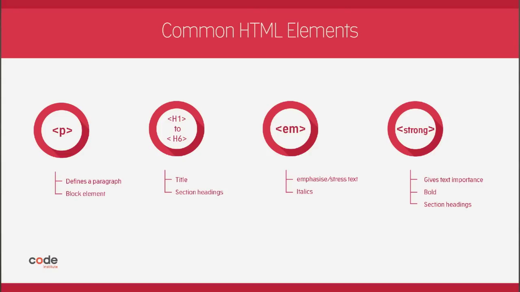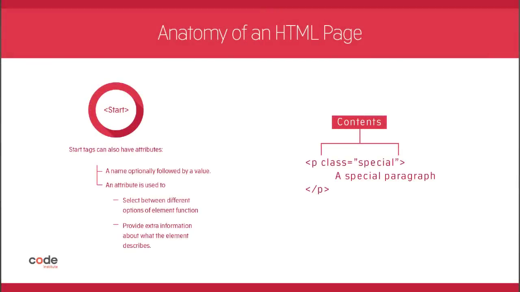Element start tags can also have attributes. An attribute is composed of the attribute name, optionally followed by a value. Now, an attribute is used to select between different options of an element function or to provide extra information about what that element does. We'll see later how CSS targets these attributes in order to style the elements. Some elements need to have at least one attribute to be of any use.